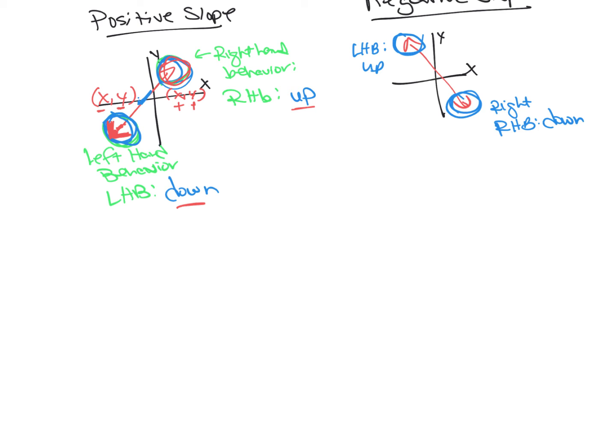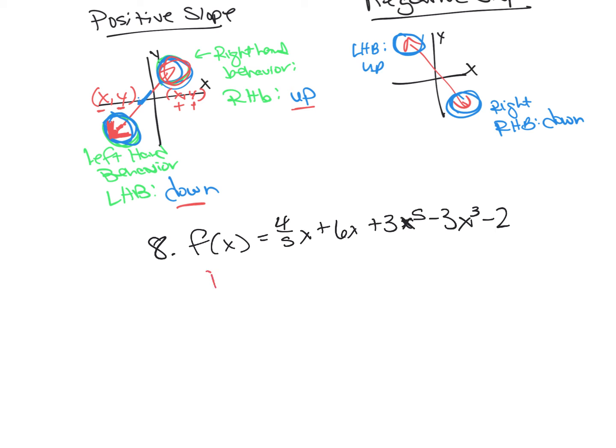So if I look at page 79 in your journal and I look at number 8, I have this f of x equals 4/5 x plus 6x plus 3x to the power of 5 minus 3x to the power of 3 minus 2. How your homework's going to look. The first thing that you're going to look for is the degree of the polynomial.